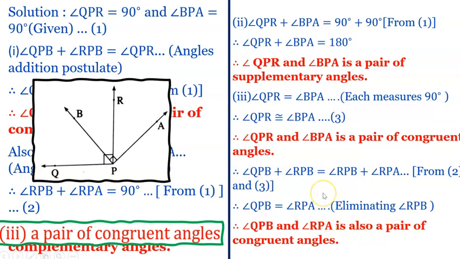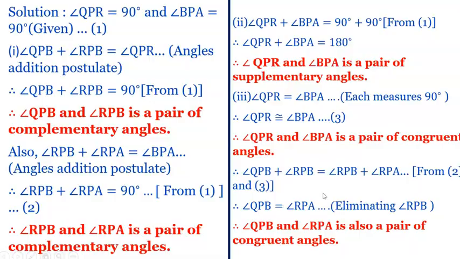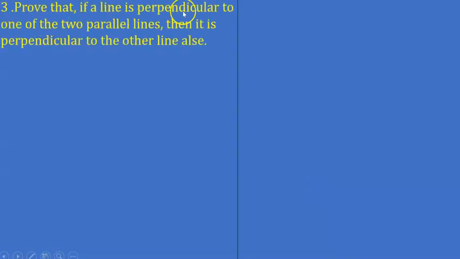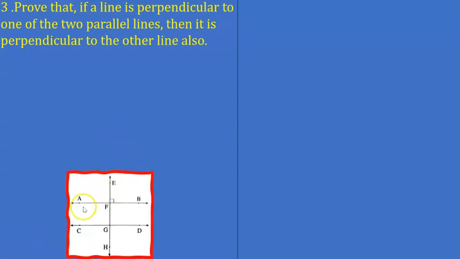Okay. Now next, question number 3. Prove that if a line is perpendicular to one of the two parallel lines, then it is perpendicular to the other line also. Now in the figure, line AB is parallel to line CD. Line EH is perpendicular to line AB. Then we will prove that line EH is also perpendicular to line CD.